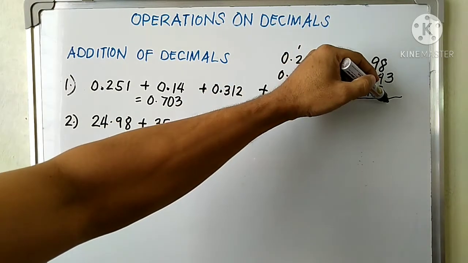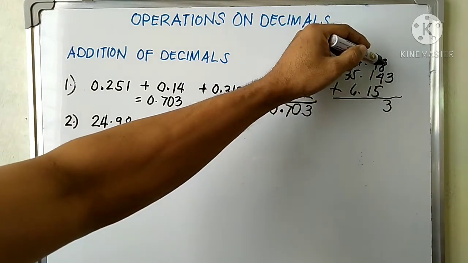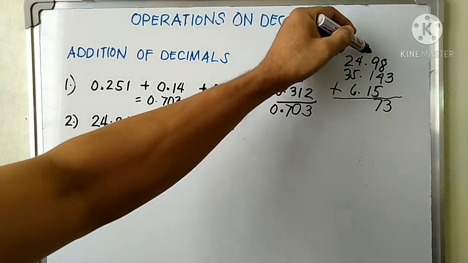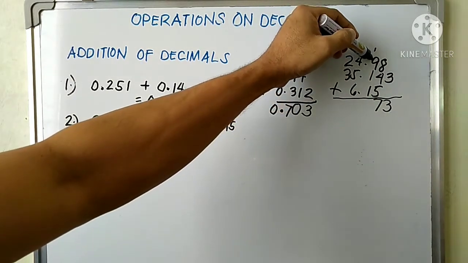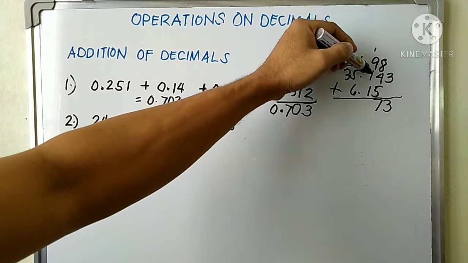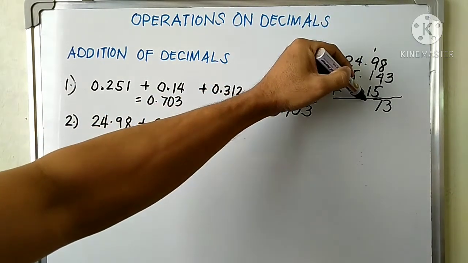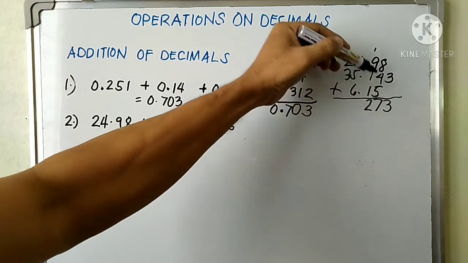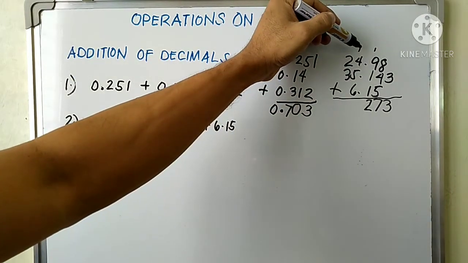So here we have 3. Bring down 3. 8 plus 4, 12 plus 5, 17. Bring down 7, carry 1. 1 plus 9 is 10. Plus 1, 11. Plus 2, plus 1, 12. Bring down 2, carry 1.